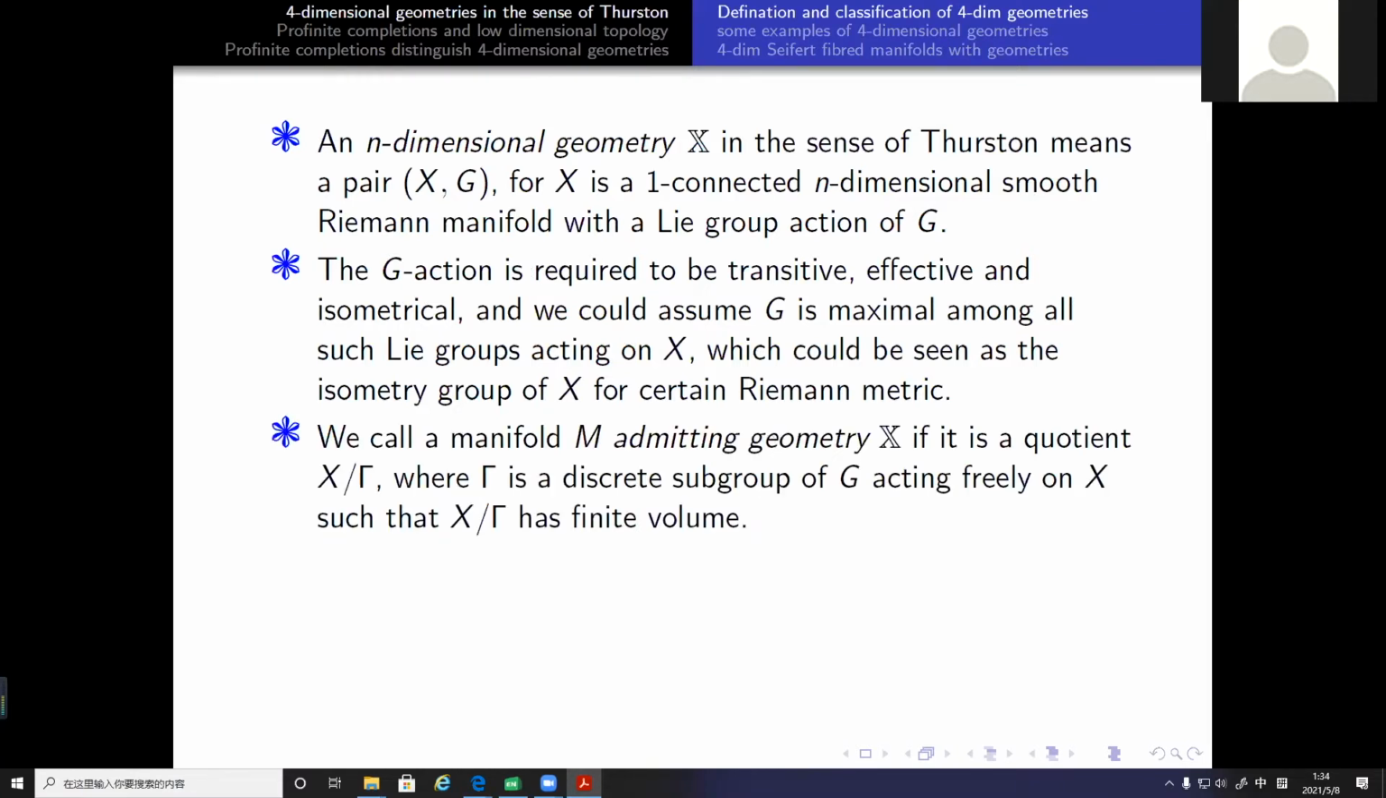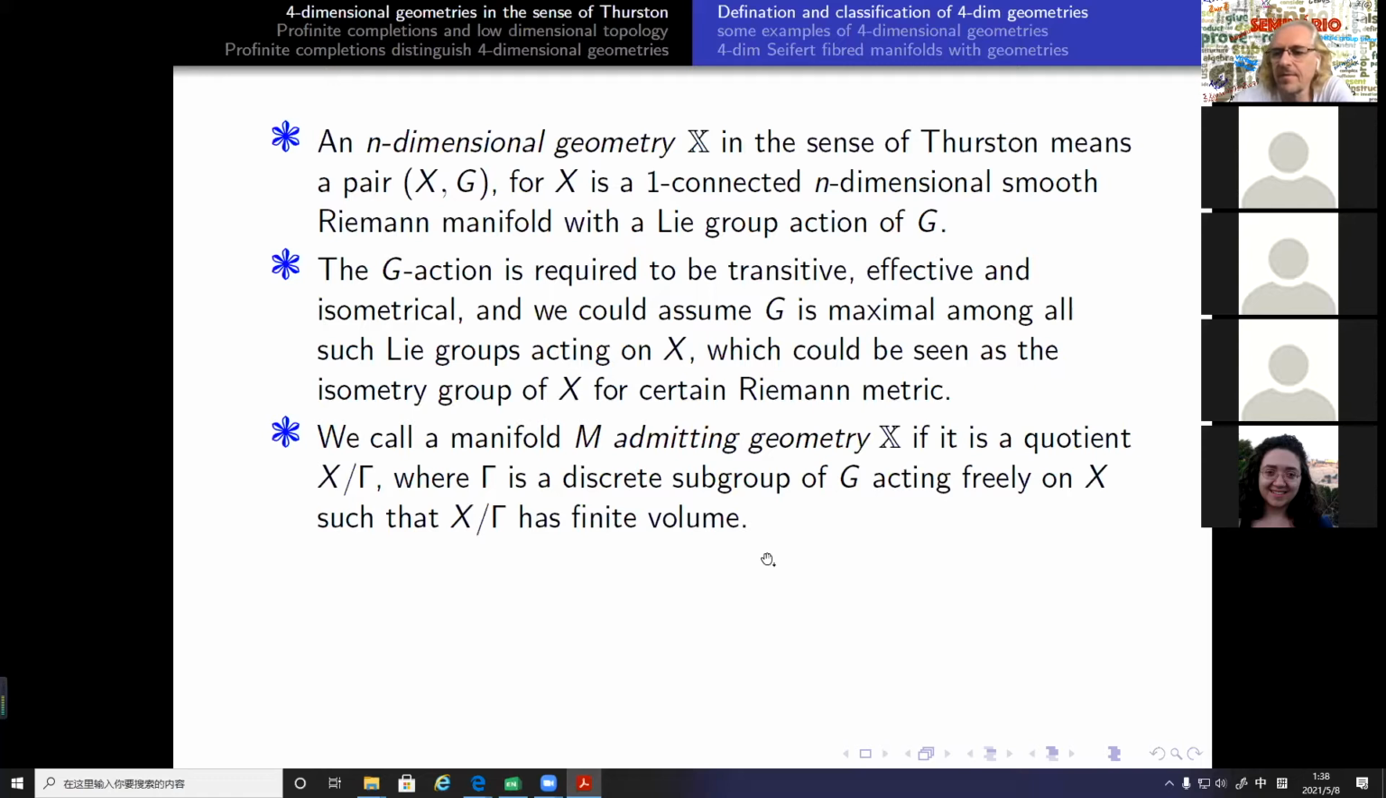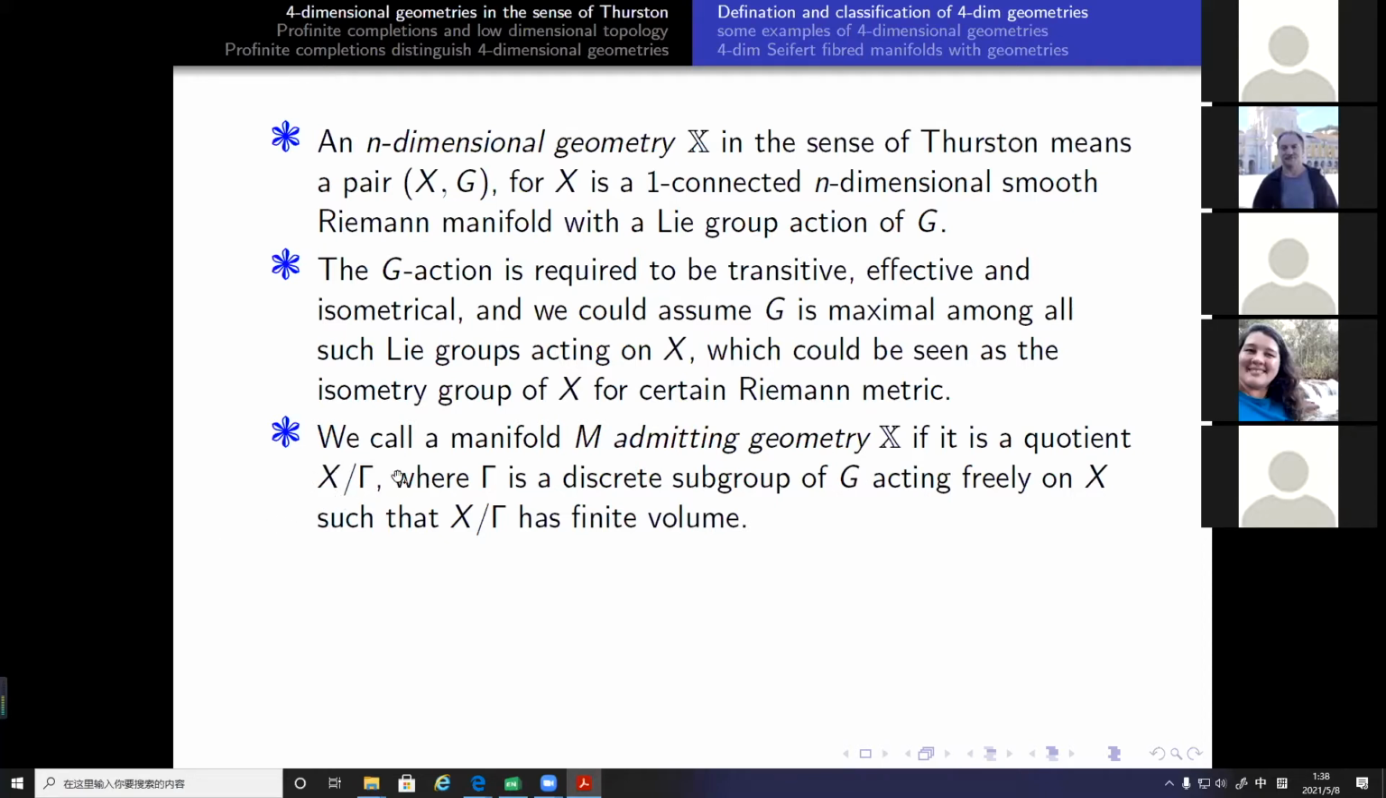Then I am interested in closed manifolds. We call a manifold modeled on the geometry X if it is of the form Gamma quotient X. Here Gamma is a discrete subgroup of the Lie group G acting freely on the Riemannian manifold X, such that the quotient manifold M has finite volume.